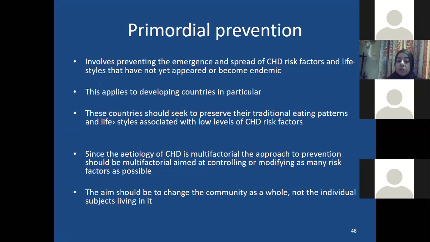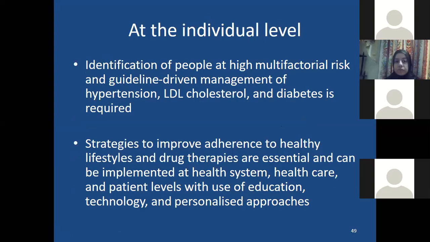Since the etiology of CHD is multifactorial, the approach to prevention should also be multifactorial. The aim should be to change the community as a whole, not the individual subjects living in it. So at the individual level, what do we do? Identification of people who are at high risk. That's the best strategy.